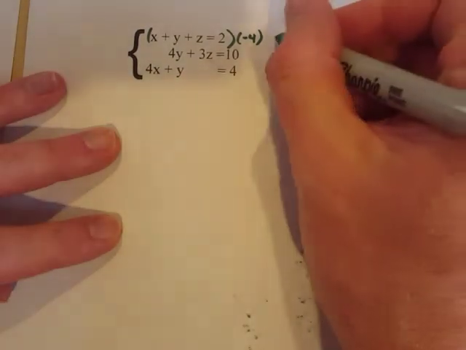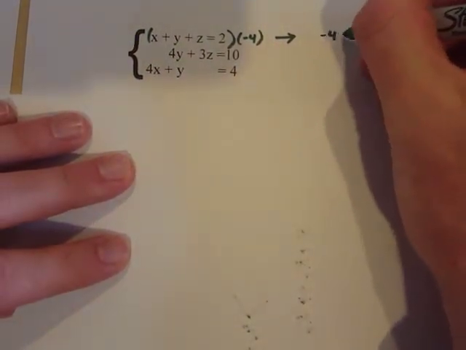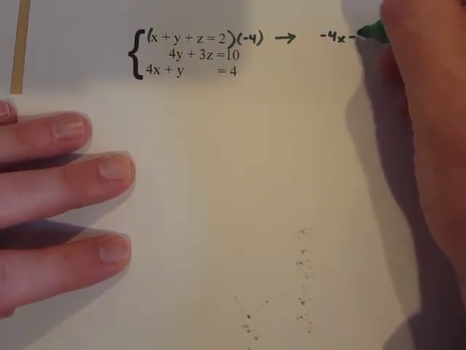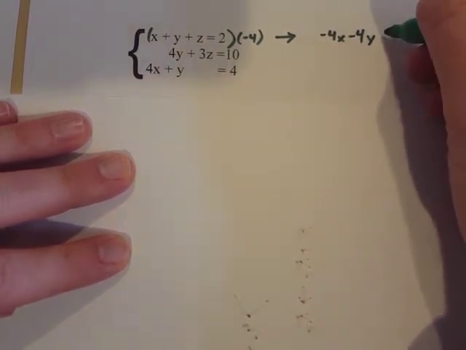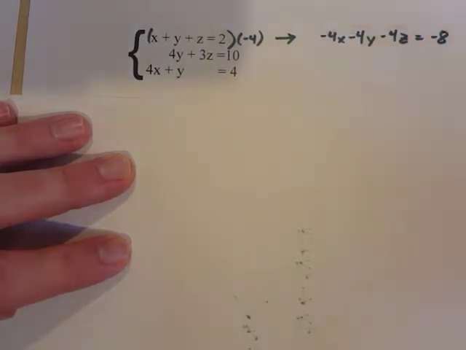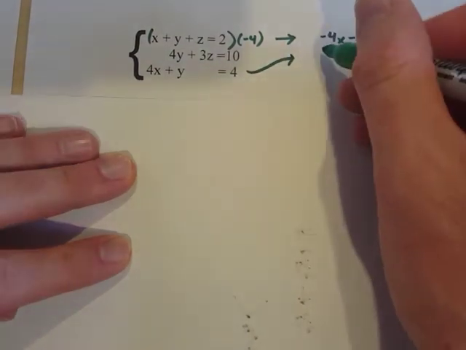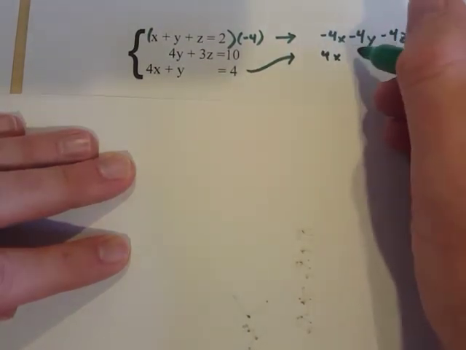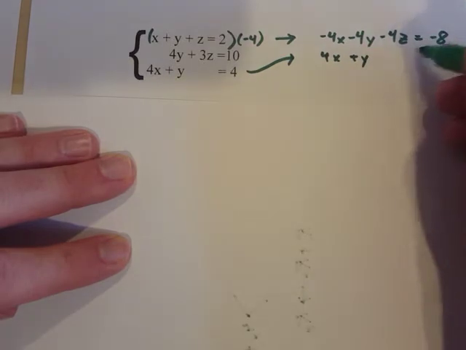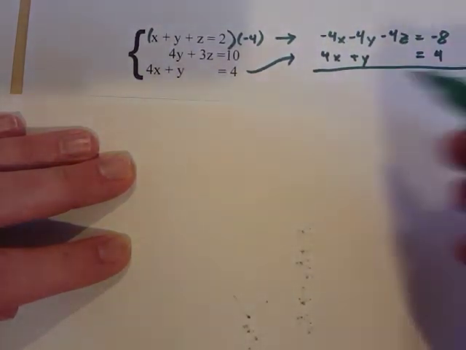So I'm just going to bring this one to the side here. And so bring it to the side, we get negative 4x minus 4y minus 4z equals negative 8. Then we're going to leave this one as is, just bring that over to the side to add them together. 4x plus y, there aren't any z's in there, and then equal to 4. We add those two together.